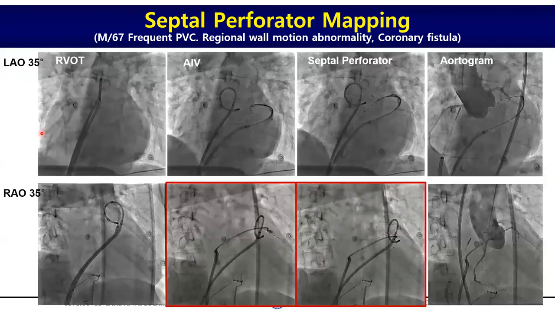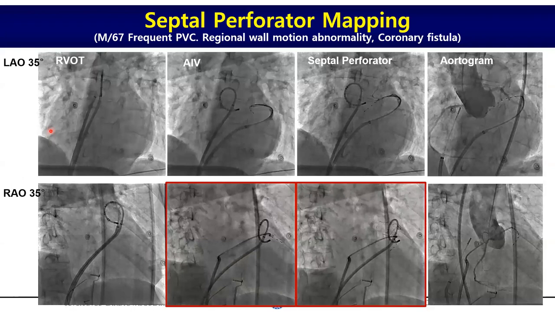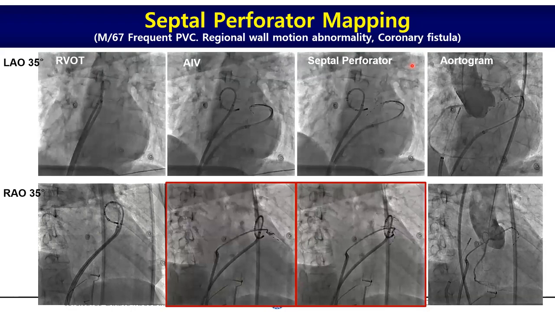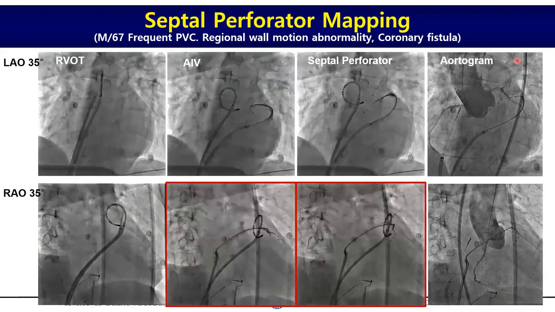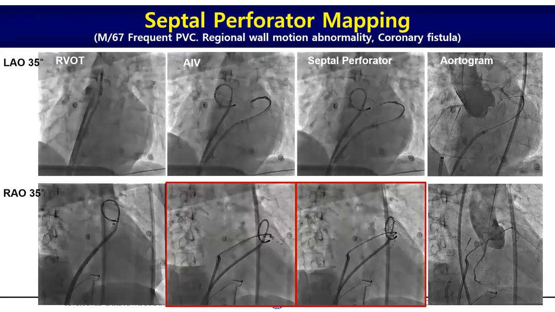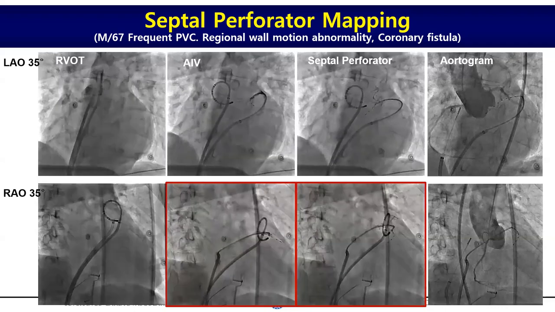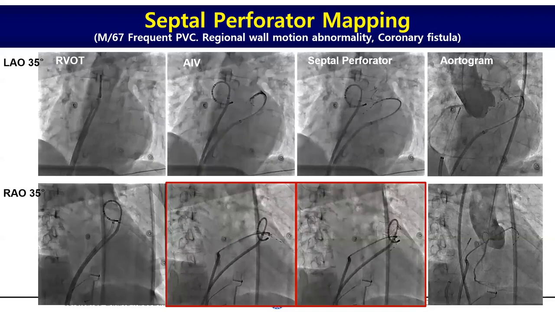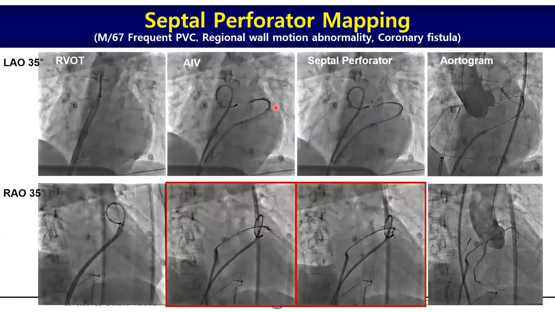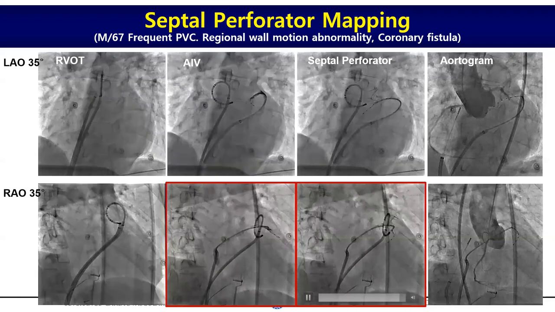These are LAO and RAO views taken from fixed angles. From left to right panels, there are RV outflow tract angio, AIV map, septal perforator map, and aortogram. So when I encounter a patient with LV summit VA, I first obtain an RV outflow tract angiogram and quick map. The next step is coronary venous mapping performed directly through the coronary sinus, and a JR4 catheter was inserted in the SL1 sheath, and AIV and septal perforator were mapped sequentially using a 2 French microcatheter.